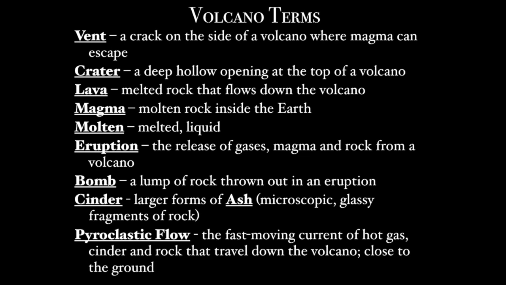This is basically when a volcano erupts and all the gas and ash comes out of the volcano, usually from an explosive volcano, and basically that large avalanche of gas, cinder, and rock goes down the mountain like an avalanche. And a great example of this is actually what happened to Pompeii.